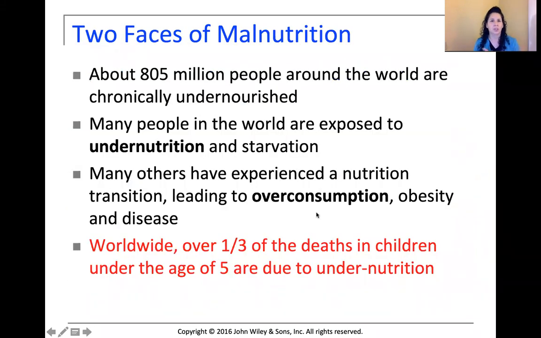So malnutrition, oh my gosh, 805 million people around the world are chronically undernourished, meaning they're not getting enough food, or the type of food they're getting is the same kind of food, so it doesn't provide the nutrients that they need. So this is a concern. Worldwide, over 1/3 of the deaths in children under the age of 5 are due to undernutrition.